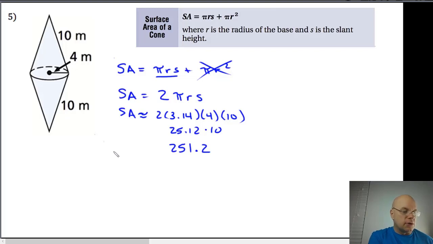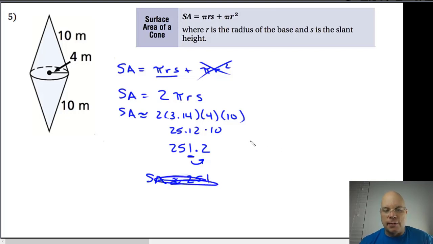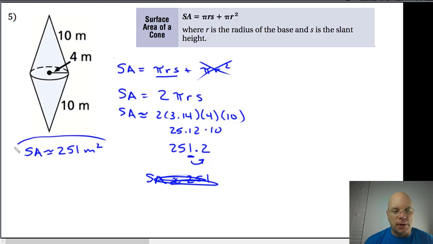And since the directions tell you to round to the nearest whole, I'll identify where the 1 is in the units place. The number to the right is less than 5, so we're just going to say the surface area is approximately 251 meters squared. Square meters because we're talking about the area of the surface, and area is two-dimensional.